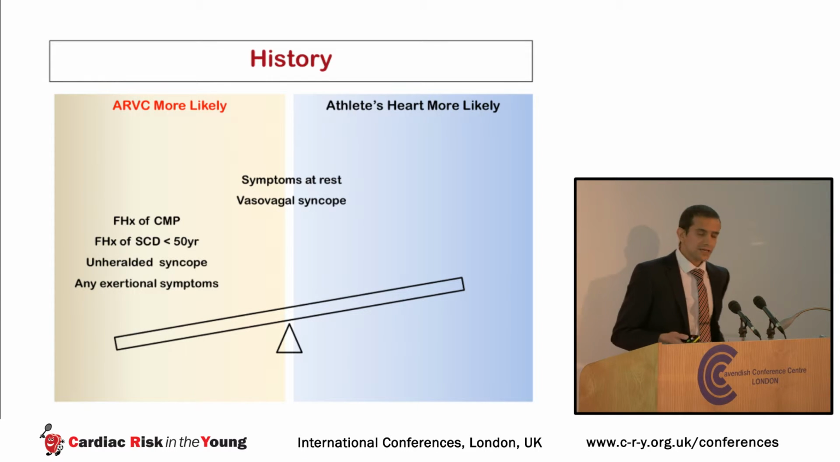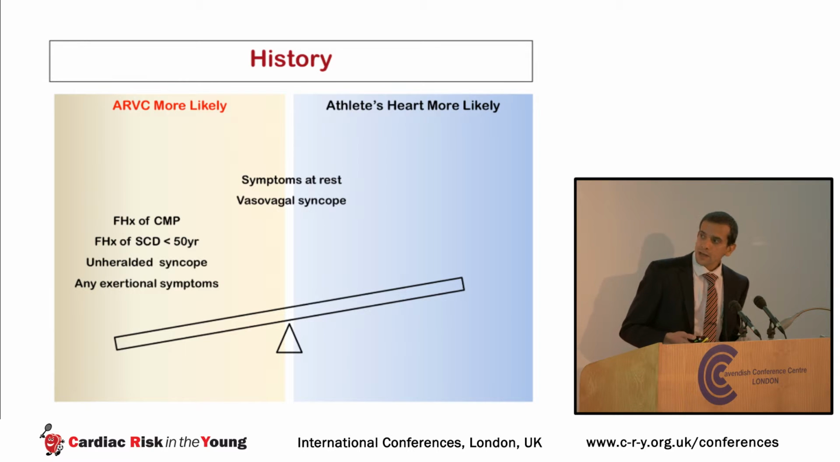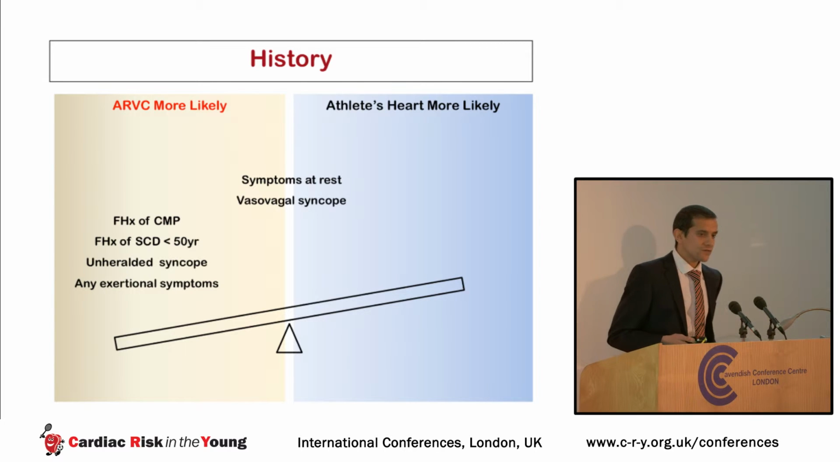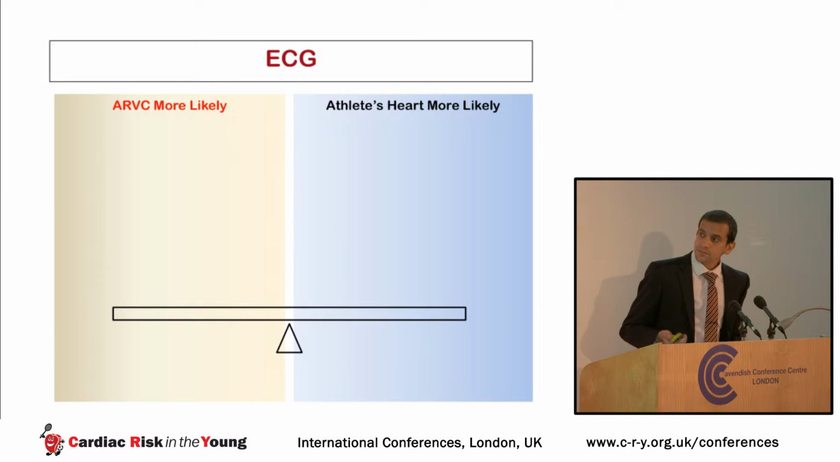Now, of course, a family history of cardiomyopathy, premature sudden cardiac death, unheralded syncope, by which I mean sudden syncope with no prodrome, and exertional symptoms like chest pain or dizziness during exertion should all make you think about an inherited cardiomyopathy. And these are fairly common sense things, really.